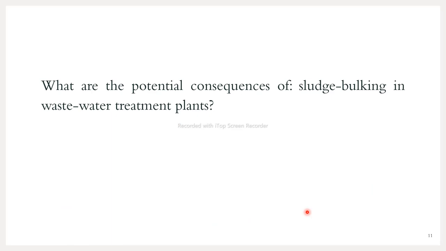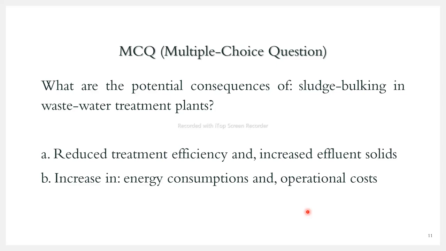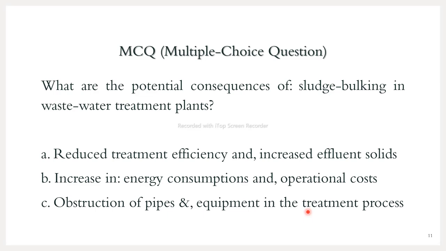Now we will move on to our next MCQ. What are the potential consequences of sludge bulking in wastewater treatment plants? Option A is reduced treatment efficiency and increased effluent solids. Option B is increase in energy consumption and operational costs. Option C is obstruction of pipes and equipment in the treatment process. And option D is all of the above.